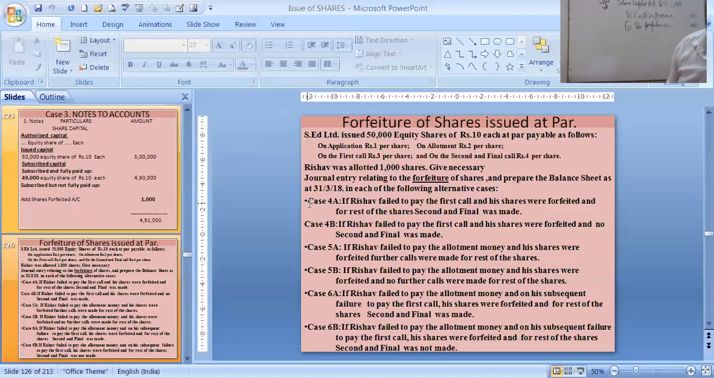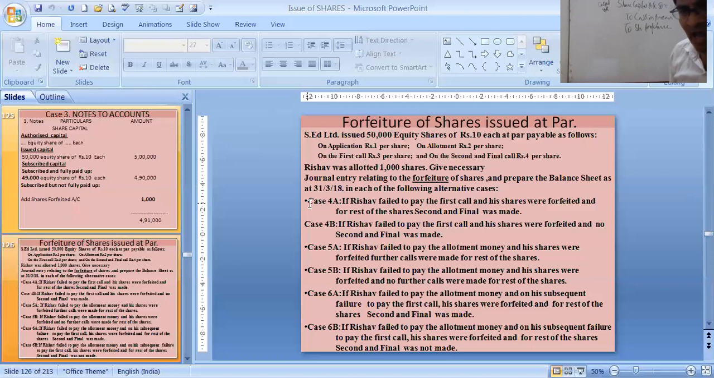Now case 5B. In 5B, no more calls are made after the allotment. No further calls were made. So only this entry, and no extra journal entry will be required. Now comes case 6A. If Rishabh failed to pay the allotment money and on the subsequent failure to pay the first call, his shares were forfeited, and for the rest of the shares, the second and final call was made.